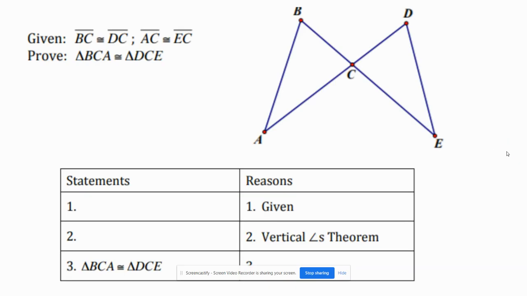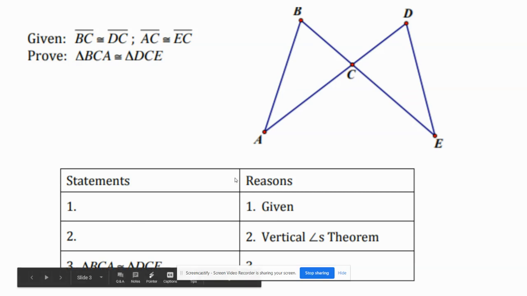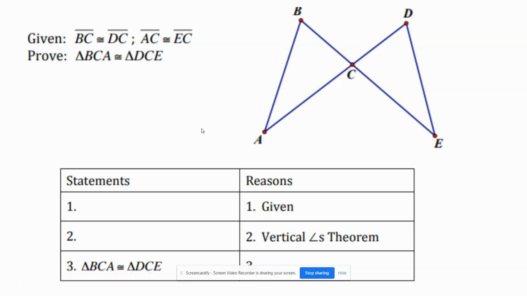So for example, this is what you would be given if it was a fill in the blank proof. You'll see up at the top, we've been given some information about these two triangles, and then our goal is to prove that triangle BCA is congruent to DCE. And you'll notice down here, they've given us a statement and reason column that are already sort of filled in. So our goal is to find the pieces that are missing.